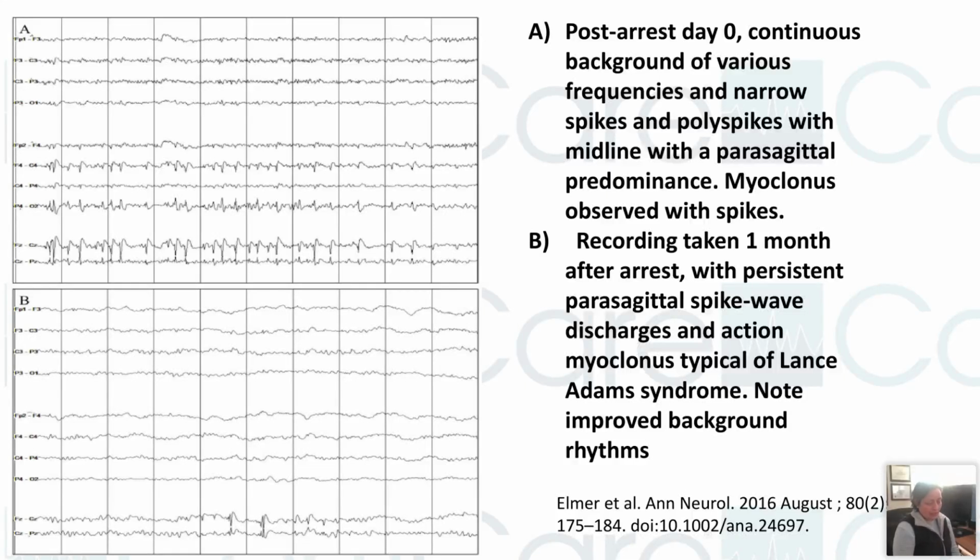After 1 month, the EEG was repeated, and this patient is still showing these spikes at the midline. On the background, you can see a clear PDR, so it means the patient has improved, but there are still some discharges along with the myoclonus.